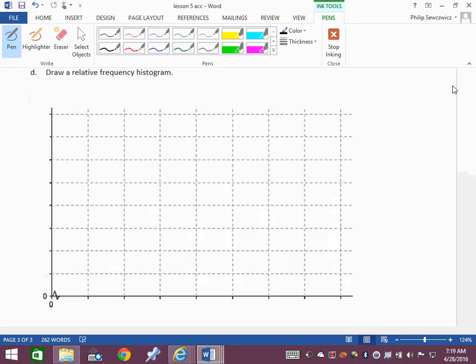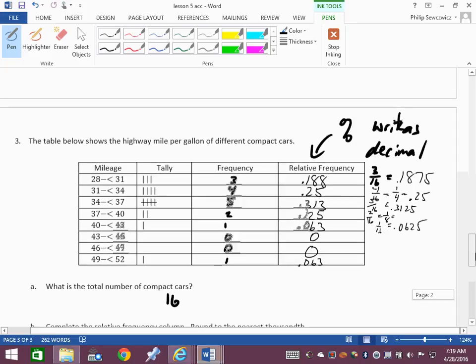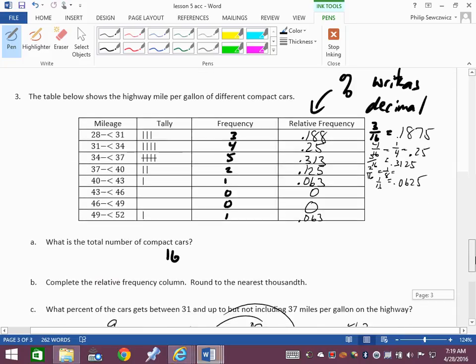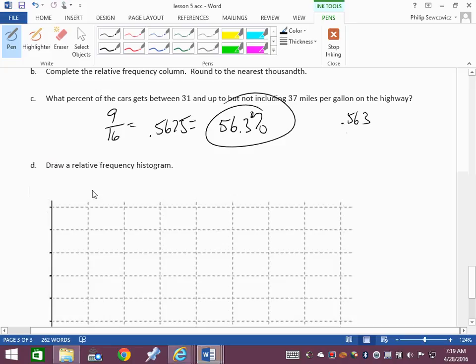You want to make sure that you label first. So we do need a title here. Let's go see what we can find. Here we go: highway miles per gallon of compact cars. All right, so highway, and we can abbreviate this, MPG is the abbreviation for miles per gallon. Highway MPG on compact cars.